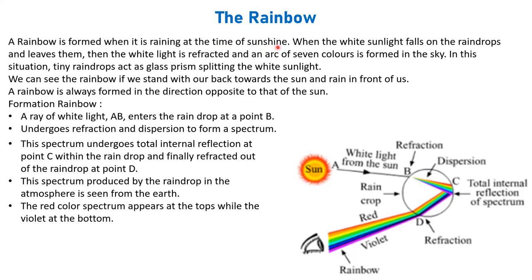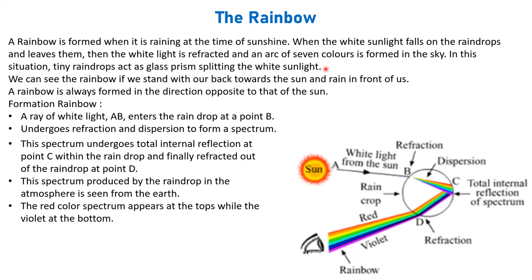Okay, or the rain has just happened, right? So there should be water drop. There should be water droplets in the sky. That is the main thing which is important for the formation of rainbow, because these tiny small little water drops, they act like a prism, right children? So when the white light falls on the raindrop and leaves them, then the white light is refracted and an arc of 7 color is formed in the sky. In this situation, tiny raindrops act as a glass prism, splitting the white light.